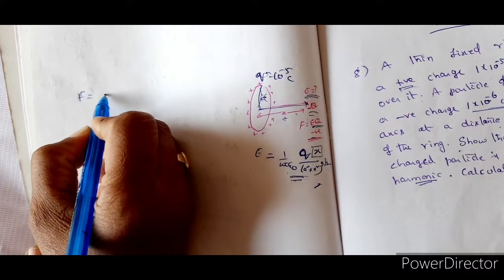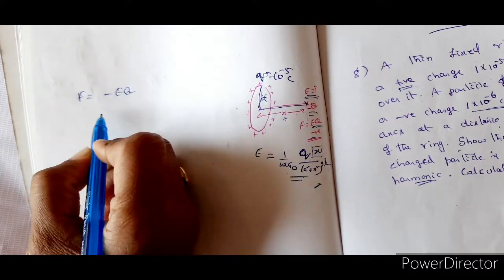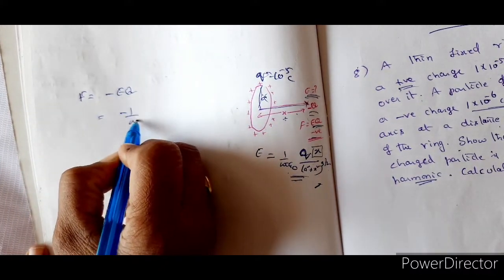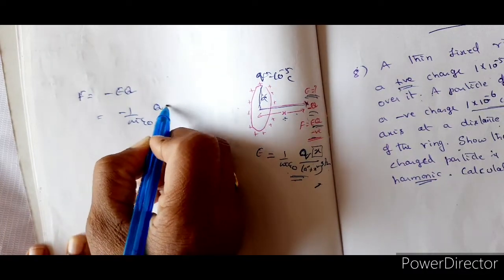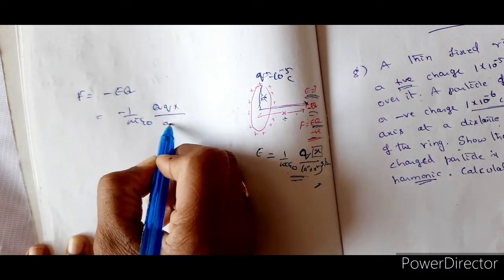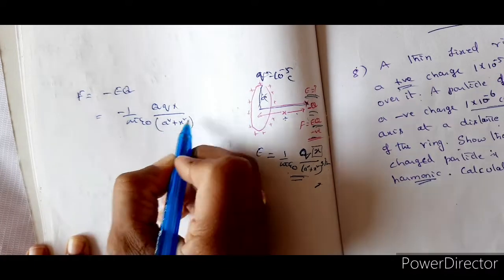So now therefore, what is F equal to? Thus F is equal to minus E capital Q. So that is minus 1 by 4 pi epsilon naught capital Q small q x by a square plus x square whole power 3 by 2.